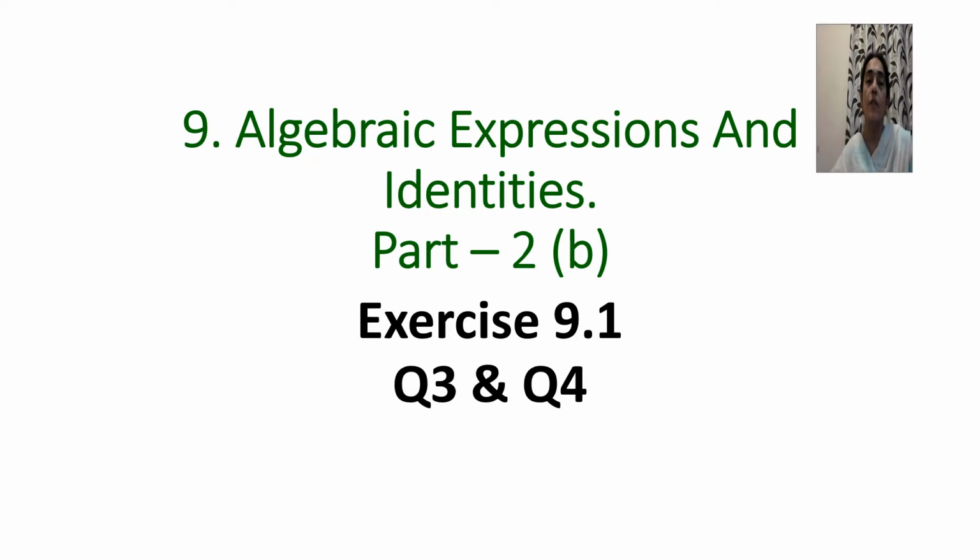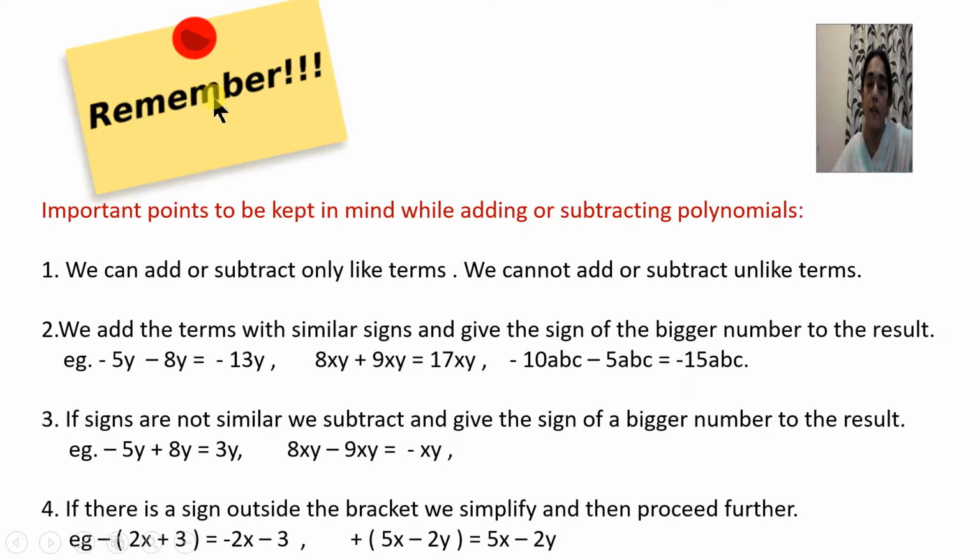So, first of all, we will revise those points and then we will start with addition and subtraction of polynomials, which is question 3 and question 4. So let's remember those points which you had studied earlier. We can add or subtract only the like terms. The first rule is you can add and subtract the like terms only. You cannot add or subtract unlike terms.